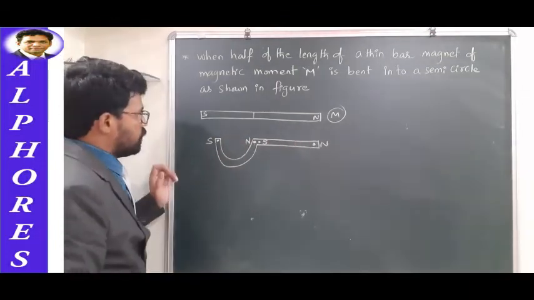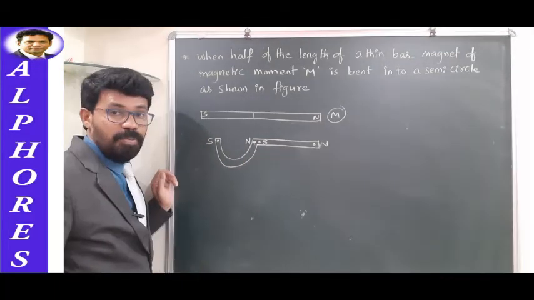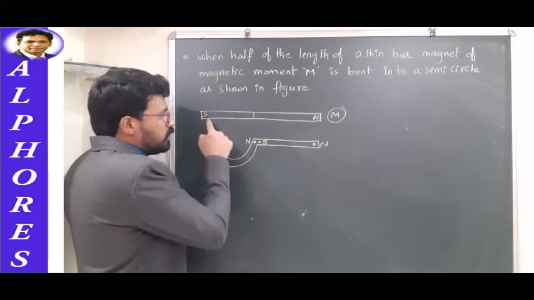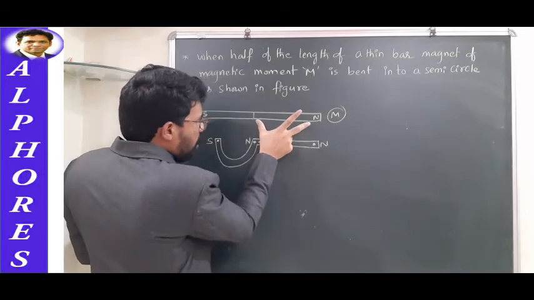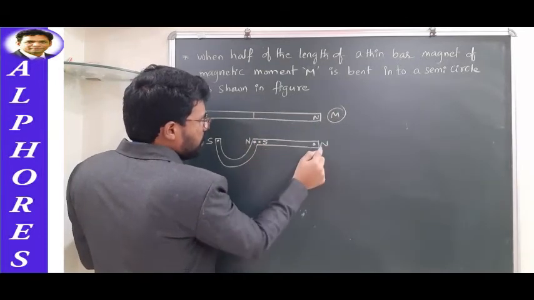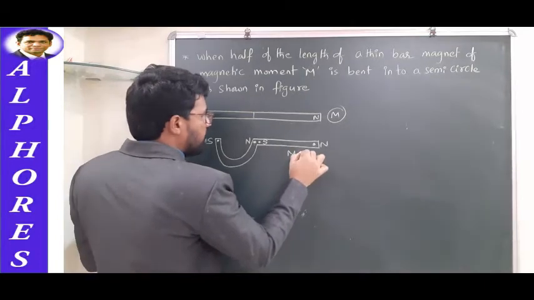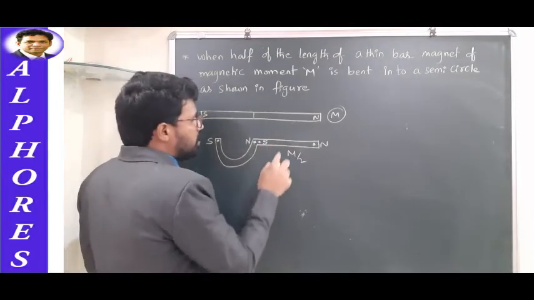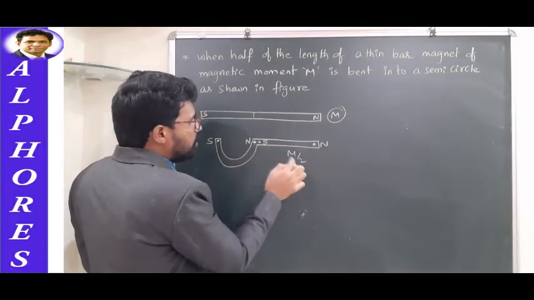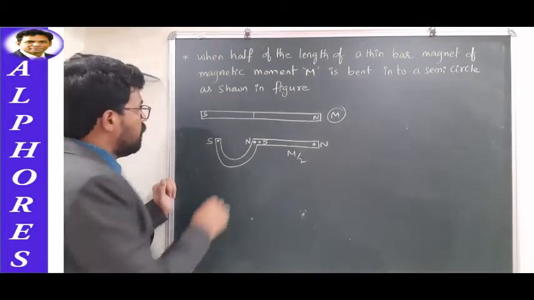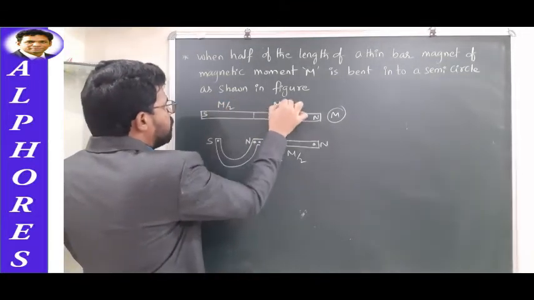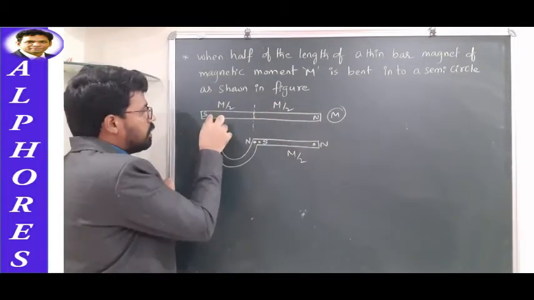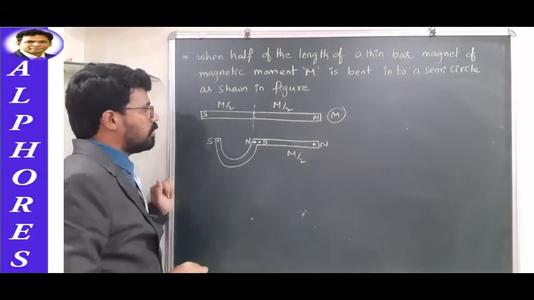Here I will consider this as a combination of two parts: one is a semicircle shaped magnet, the other one is a bar magnet. If the total magnet's magnetic moment is m, this part of the magnet will have a magnetic moment equal to m by 2, because this part is half of the total magnet. This half part is m by 2, and the other half part's magnetic moment is also m by 2.